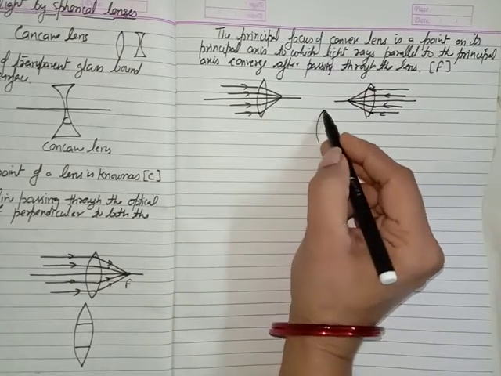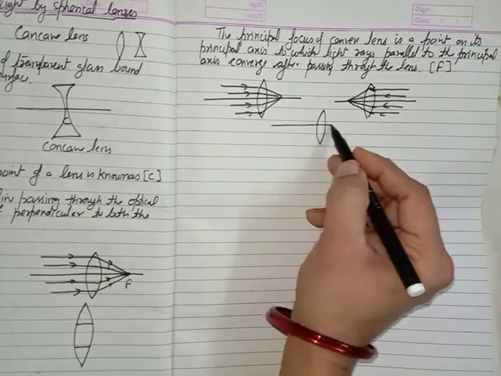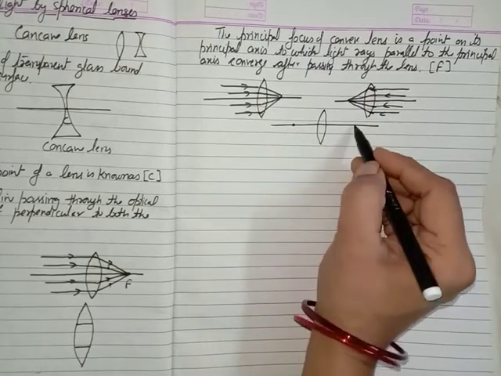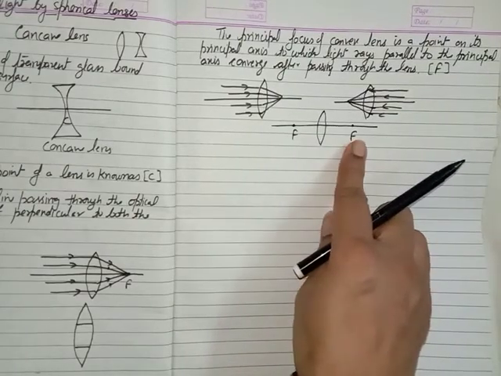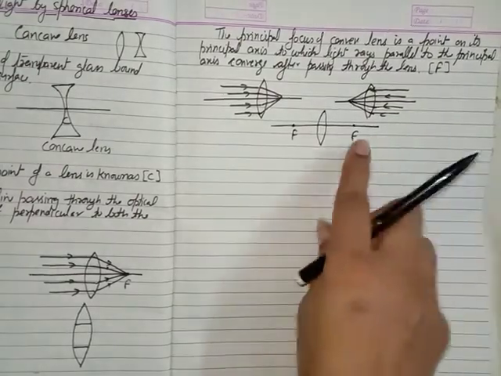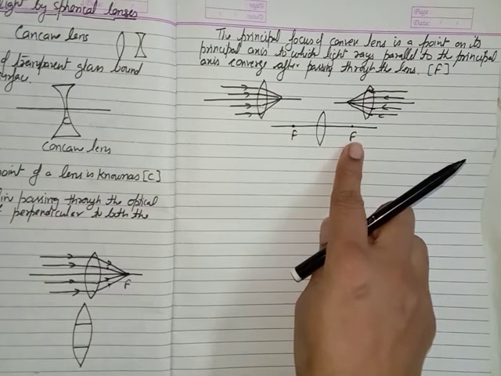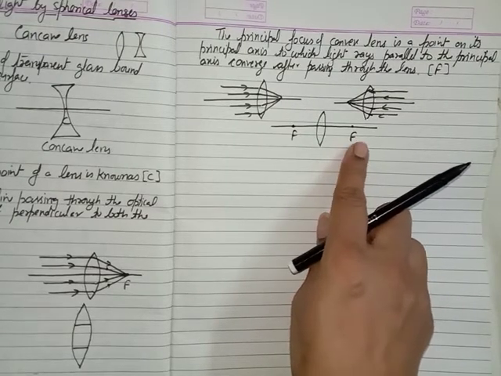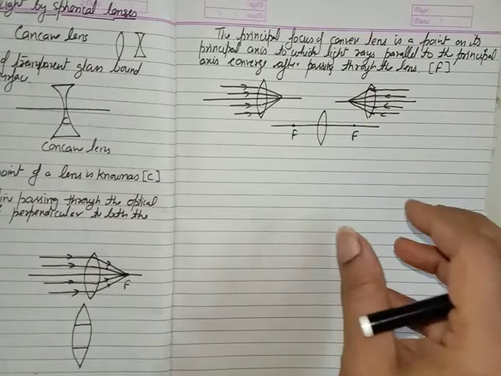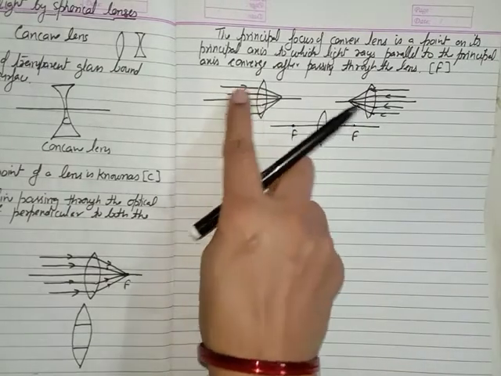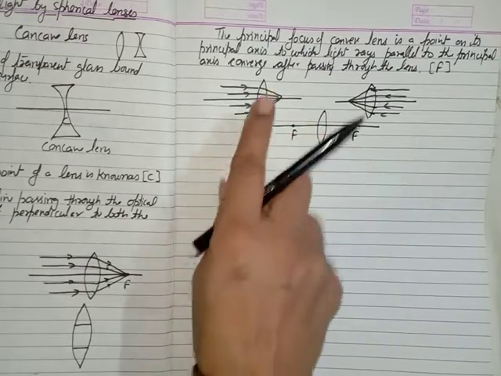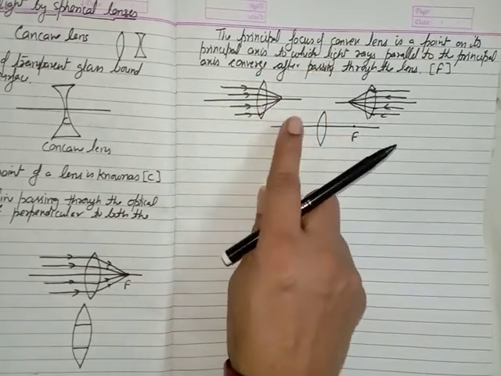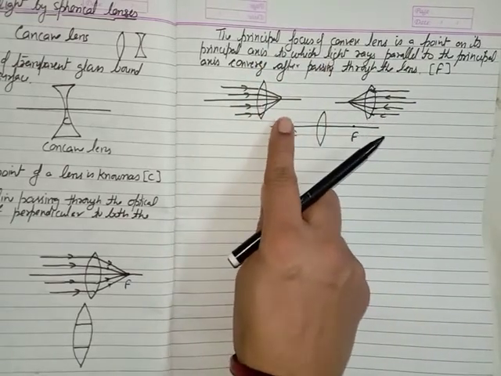This convex lens has two foci, two principal focus, but we use only this focus. For image formation we only use this focus. Now this focus is real, because if the light rays actually meet at a point, it means this is a real point. So we can say the principal focus of a convex lens is a real focus.